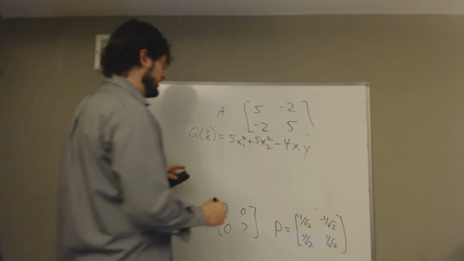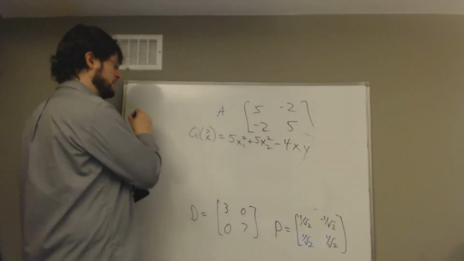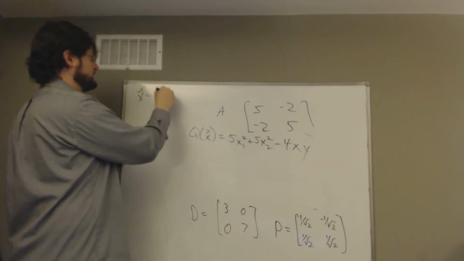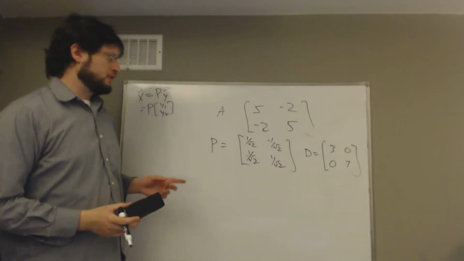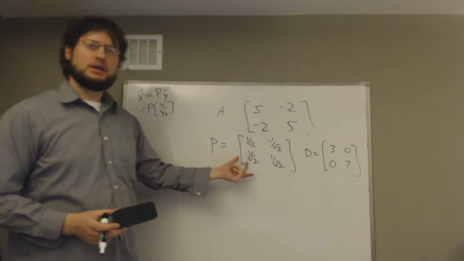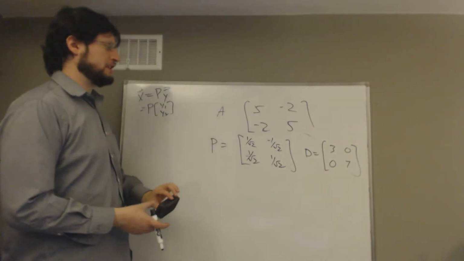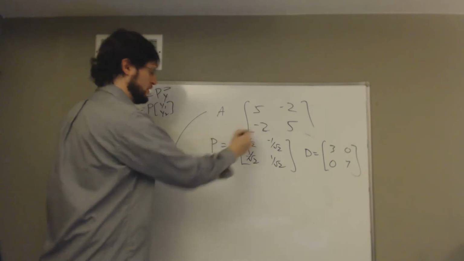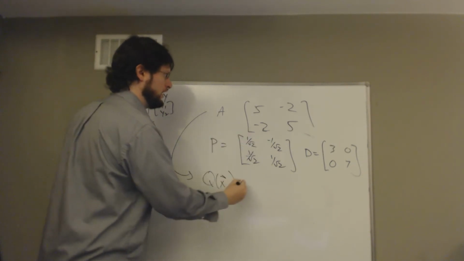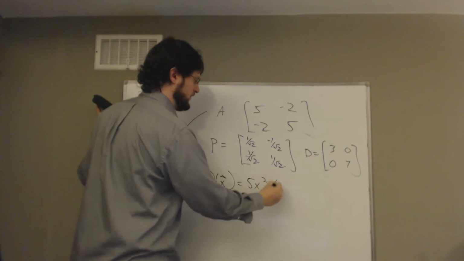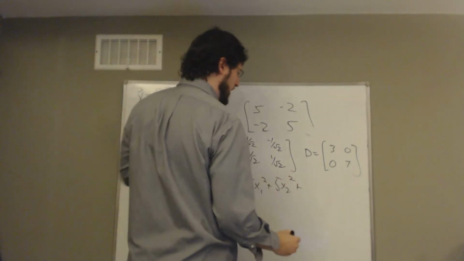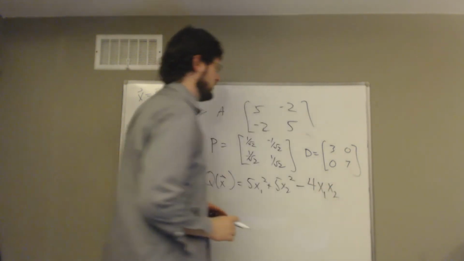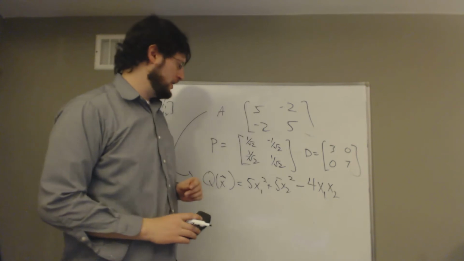Now, what happens if I take x? Remember, what we're trying to do here is say that x is Py. So we started with A, we found P, we found D. Let's just make sure we understand exactly what we found. Here's my claim. We can take this and think about the quadratic form that we get: 5x1 squared plus 5x2 squared minus 4x1x2.